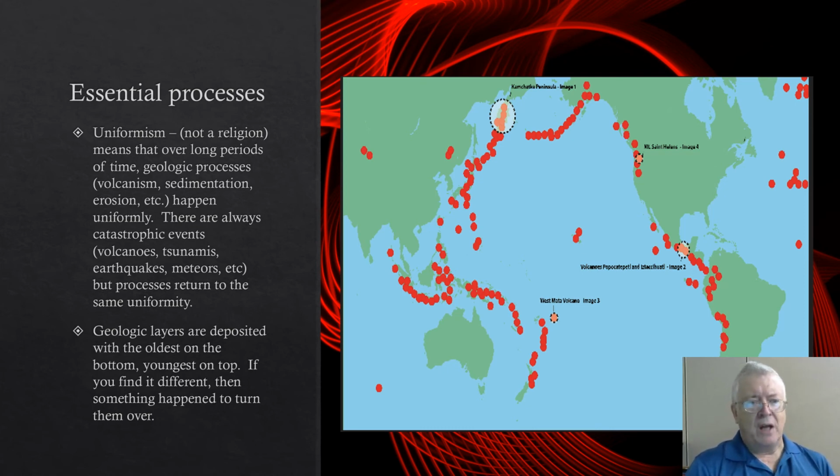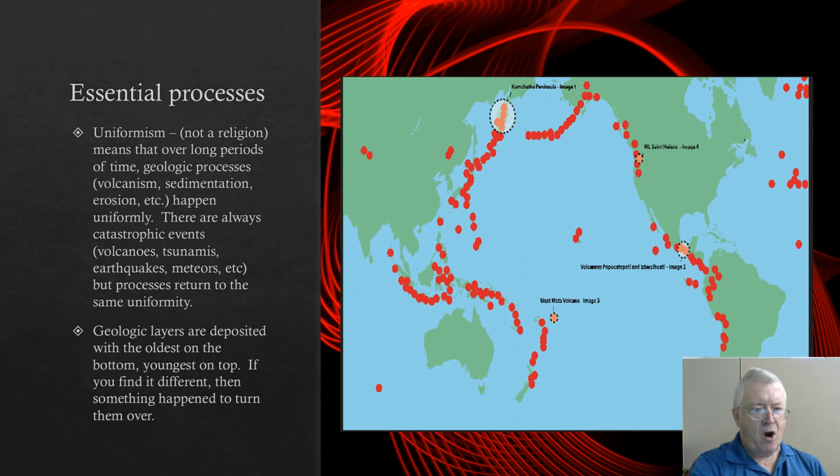Secondly, geologic layers are deposited with the oldest on the bottom, and then things are deposited on top of that. So the youngest layers are on the top. So if you go somewhere and look at a road cut, or if you look at a canyon like the Grand Canyon or somewhere, geologic layers are oldest on the bottom, and they get younger as you go up.